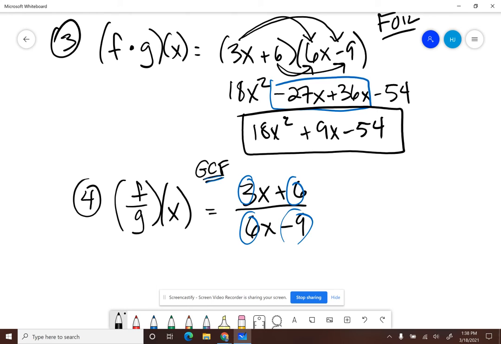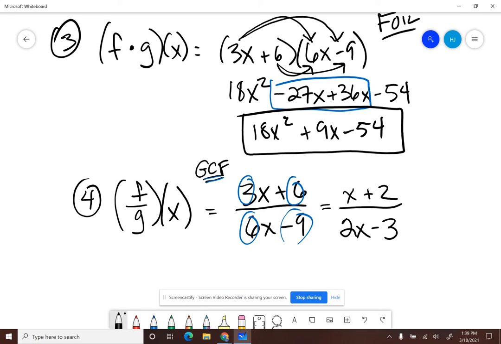So we can actually simplify this division problem by dividing everything here by 3. So 3 divided by 3 is just going to give me 1, so 1x. Really, I don't even need to put the 1. Then I have positive 6 divided by 3, which is positive 2. And then down here, I'm going to have 6 divided by 3, which makes that 2x. And negative 9 divided by 3 would be a negative 3. So this is a more simplified version of this fraction.